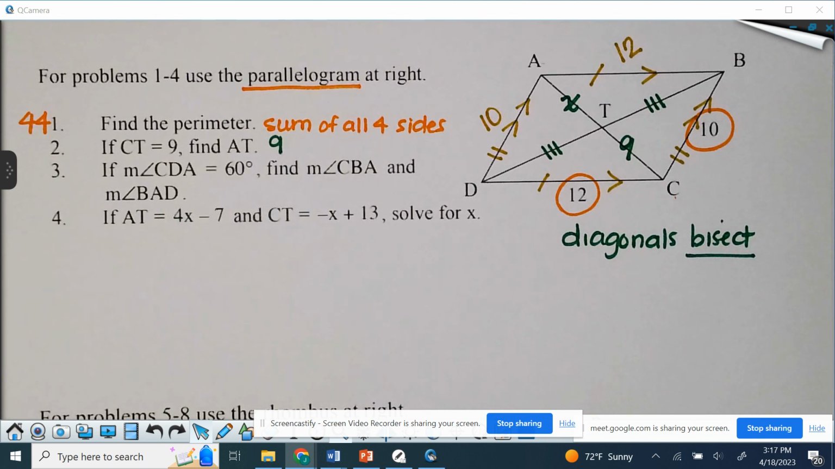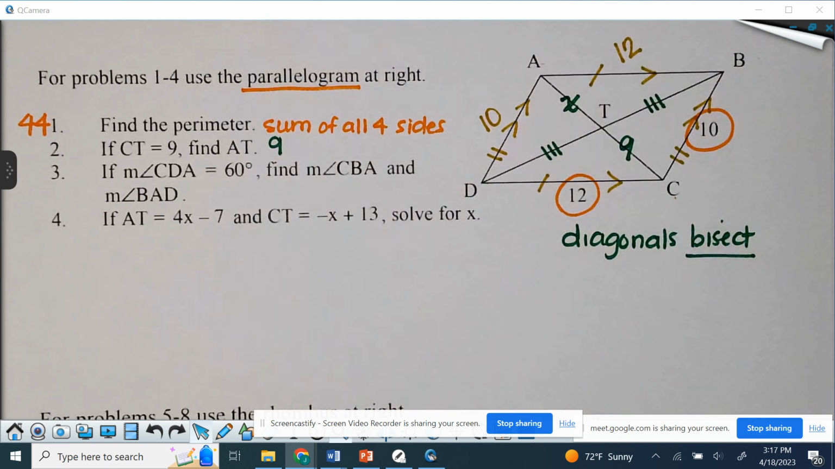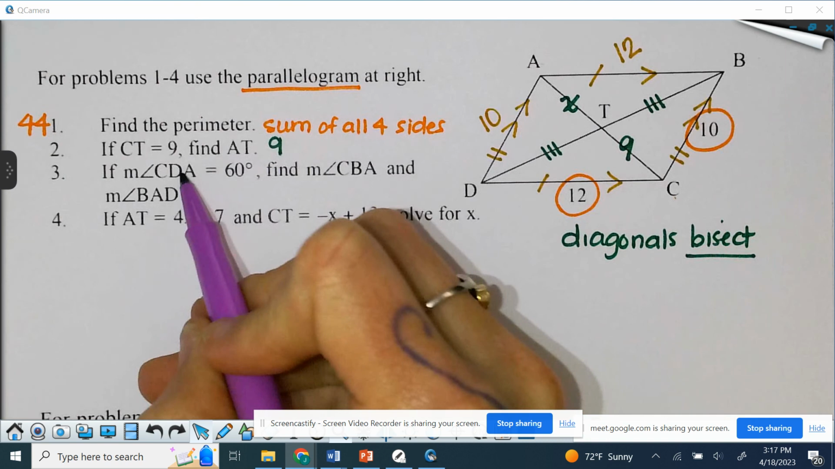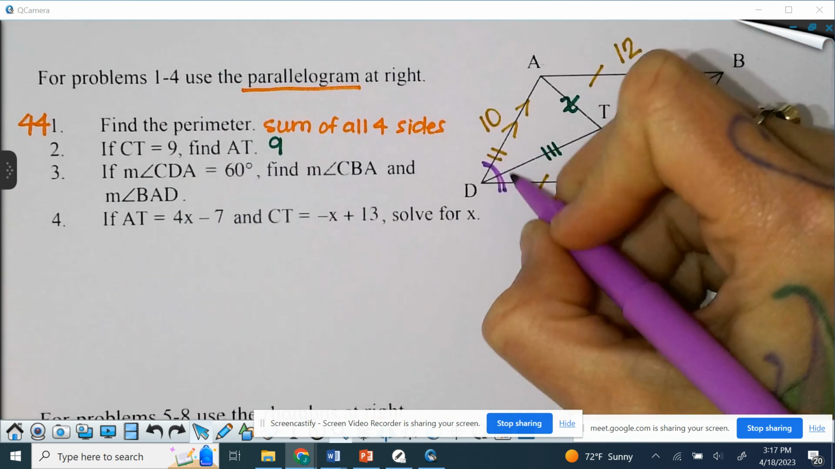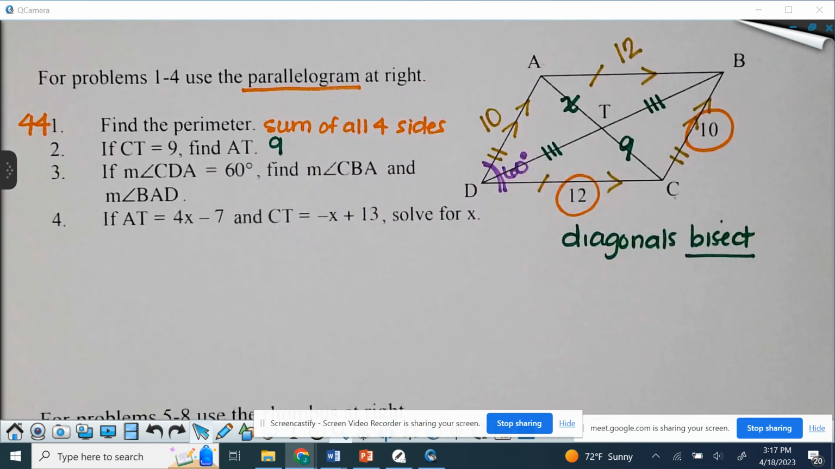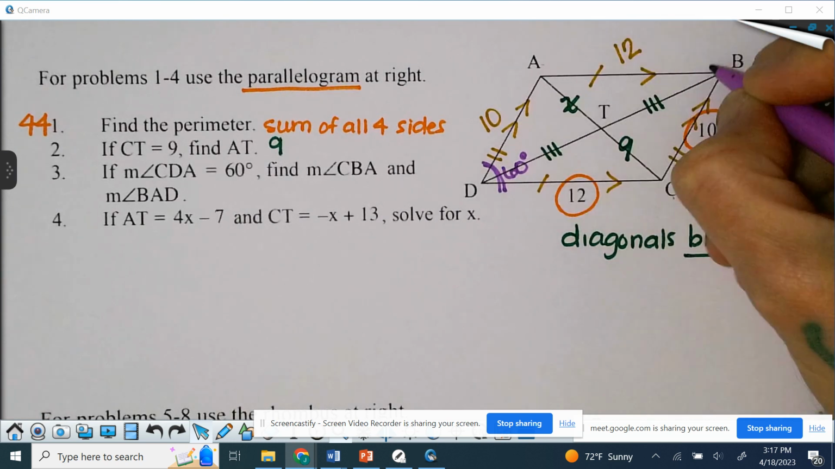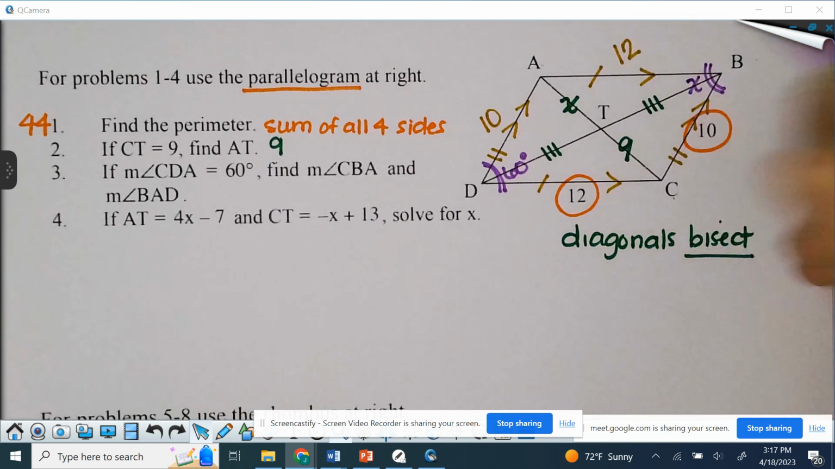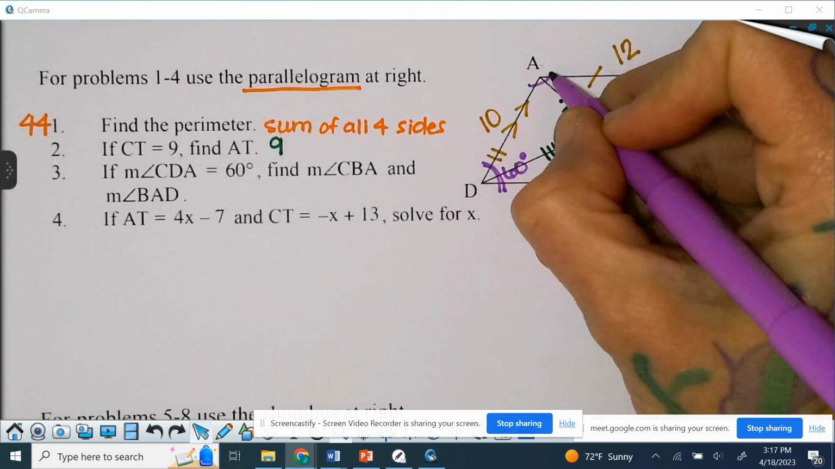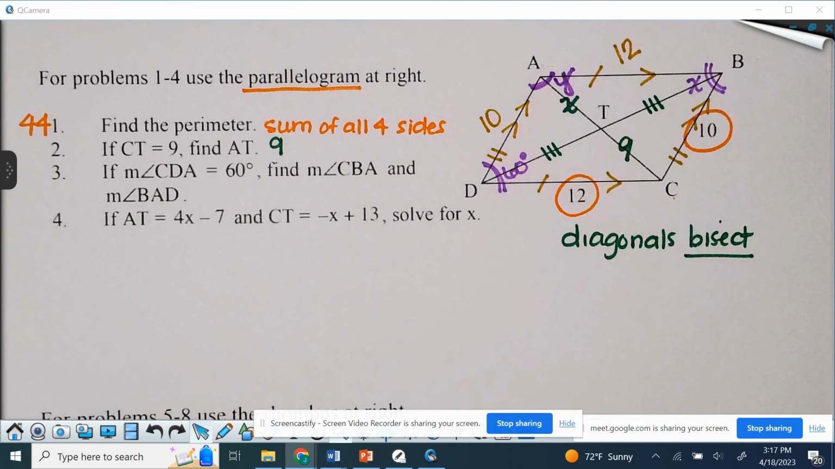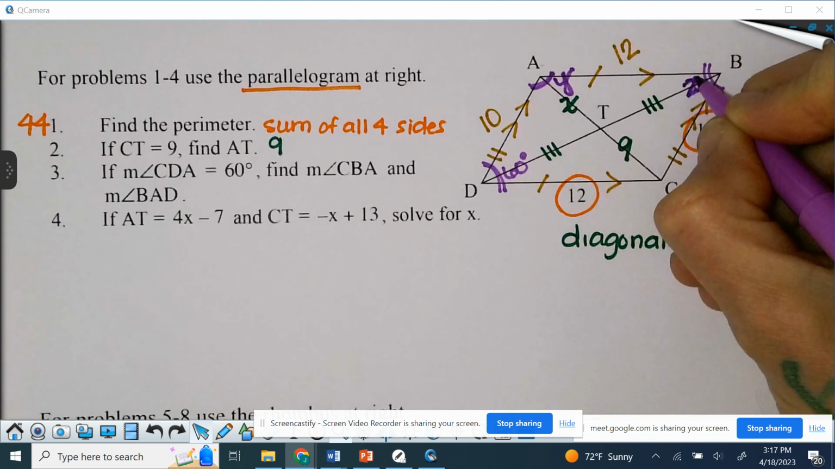So number 3, and I just try to change colors. You may need to sketch more than one shape if you have multiple questions pertaining to one, because it gets very busy. Angle CDA, so that's the whole angle, is 60 degrees, and they want us to find CBA. This one is our first one, my purple X. And then BAD, we'll call it Y. Actually, we'll call this Z and that Y, since we already have an X on the shape.